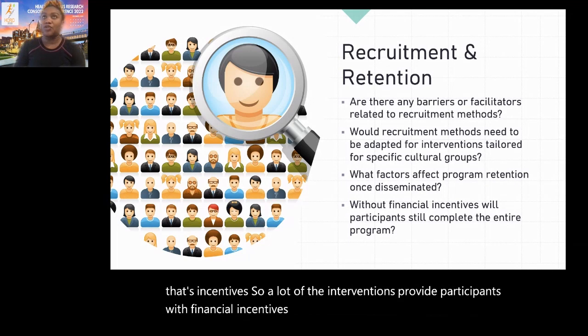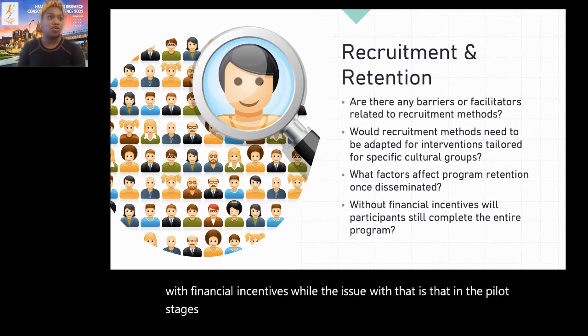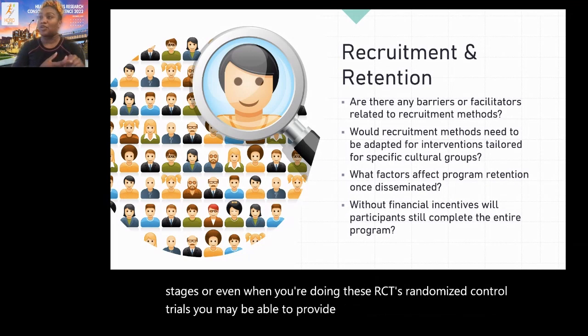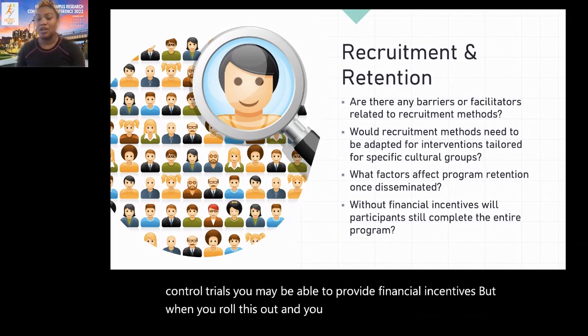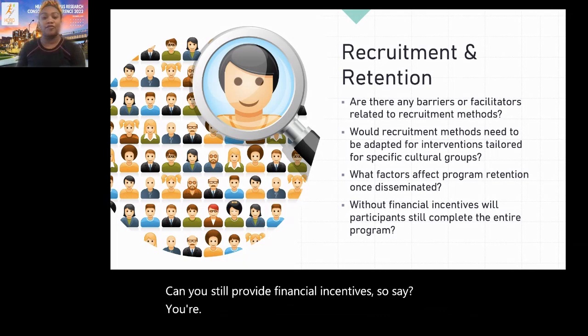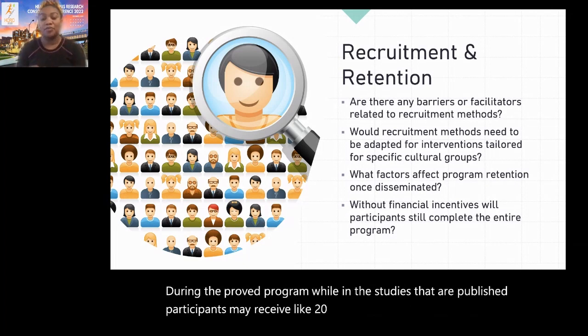Well, the issue with that is that in the pilot stages, or even when you're doing these RCTs, the randomized control trials, you may be able to provide financial incentives. But when you roll this out and disseminate these programs, can you still provide financial incentives? So say you're doing the FRUVE program. Well, in the studies that are published, participants may receive like $20 or something to participate.